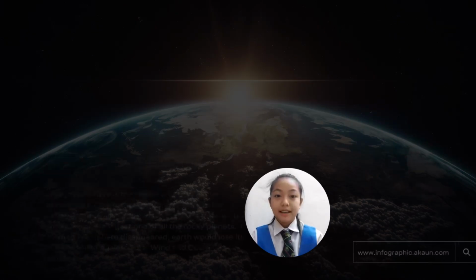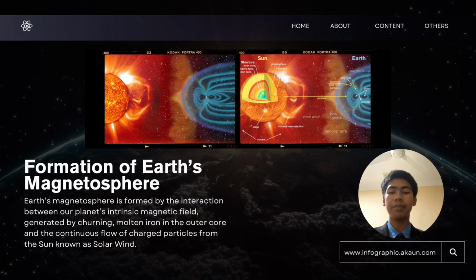Moving on, formation of Earth's magnetosphere. Earth's magnetosphere is formed by the interaction between our planet's intrinsic magnetic field, generated by churning molten iron in the outer core, and the continuous flow of charged particles from the sun known as solar wind.